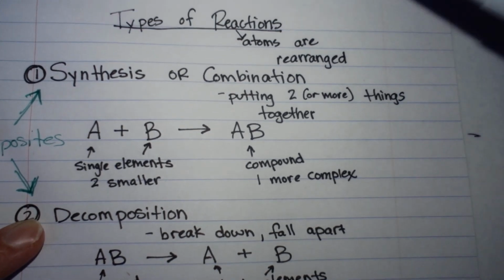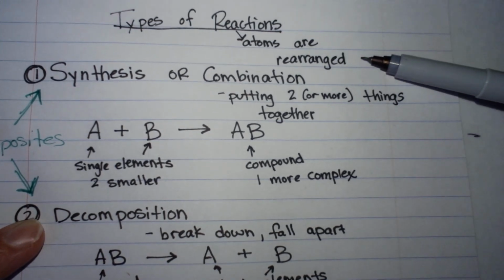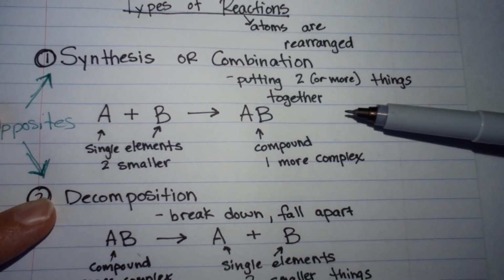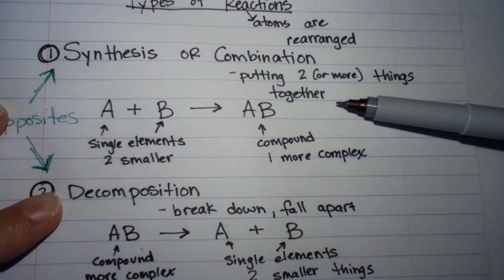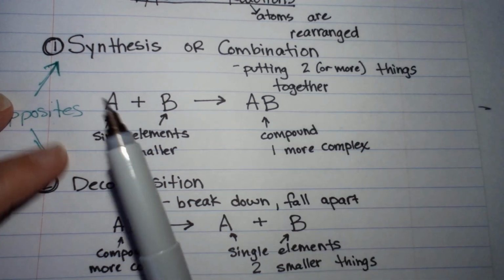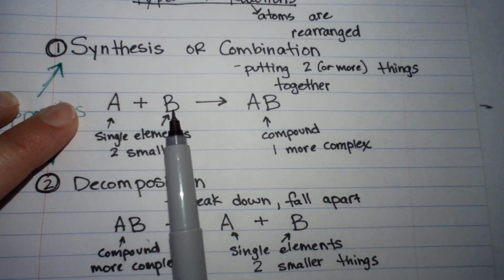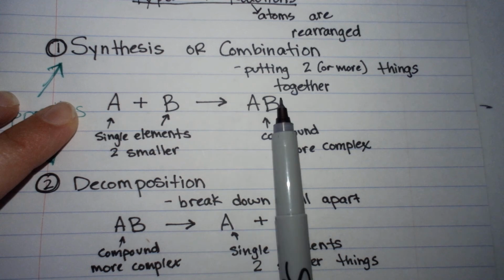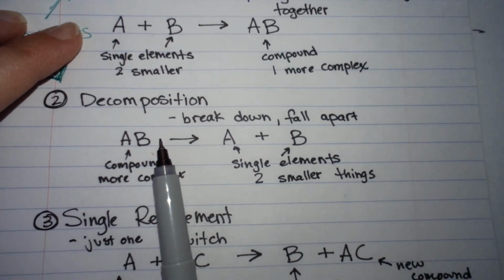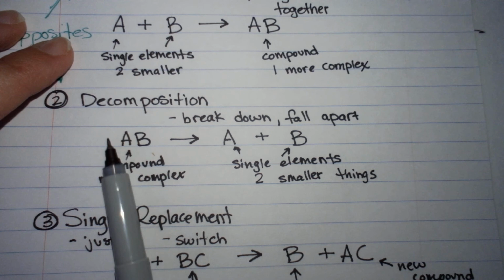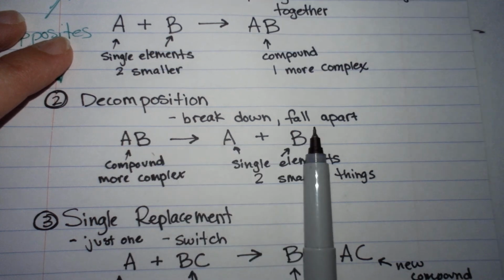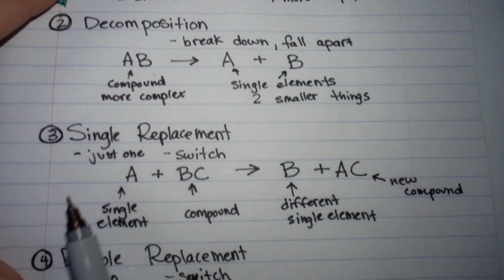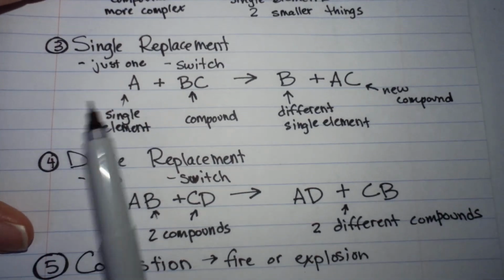that types of reactions are really atoms being rearranged, kind of like dancing around. You can think of these kind of like going to prom, kind of like going to a dance. In a synthesis or combination, we have two single people and they make a couple. Decomposition, we've got a couple, uh-oh, they break up. That's sad, but happens.